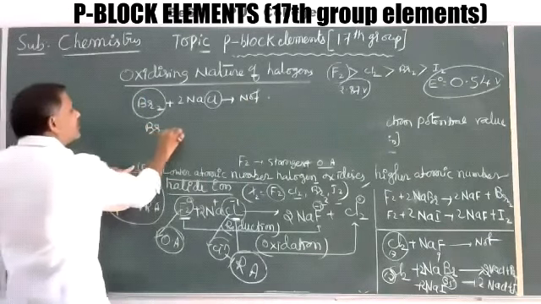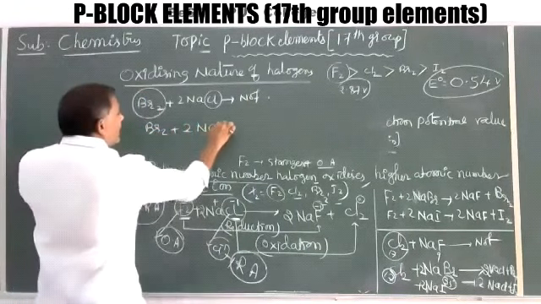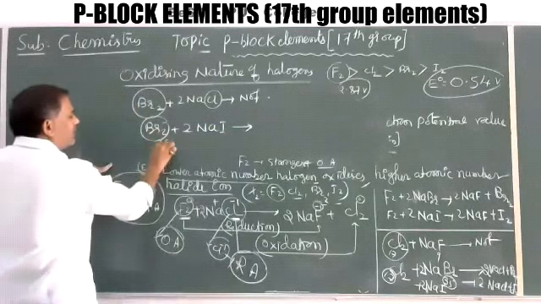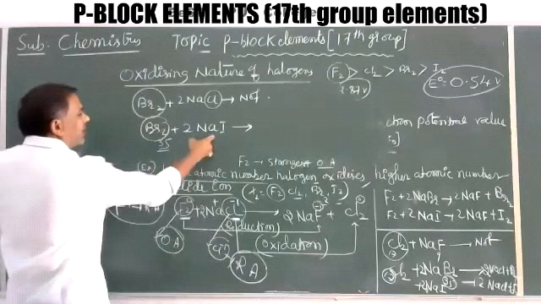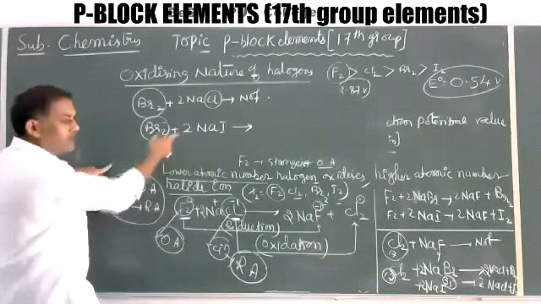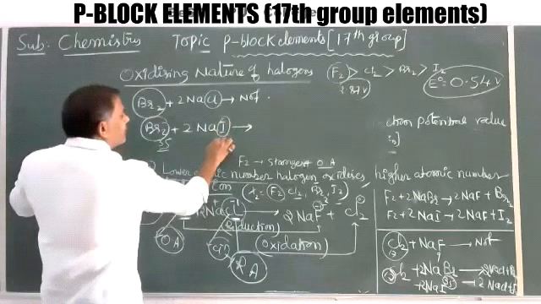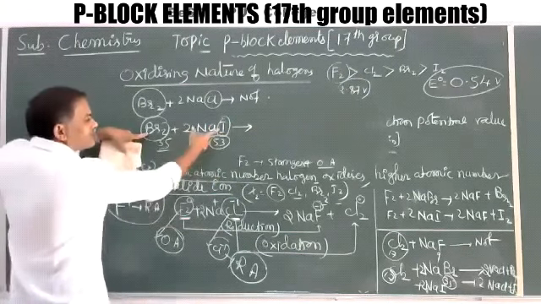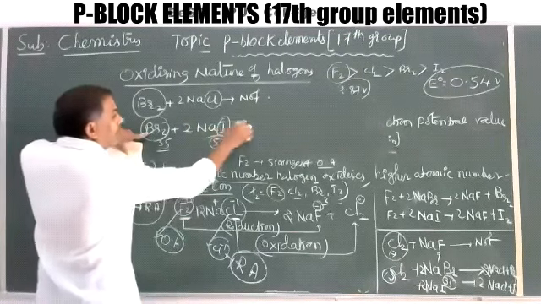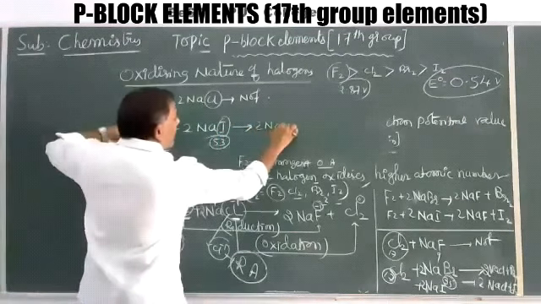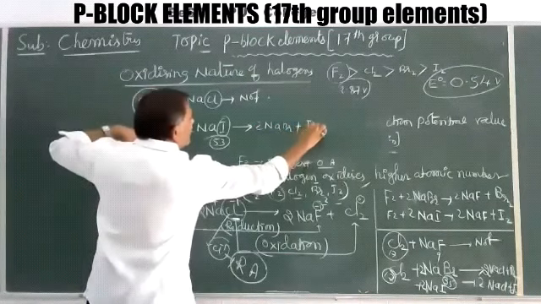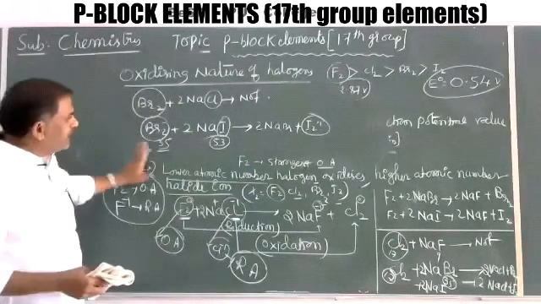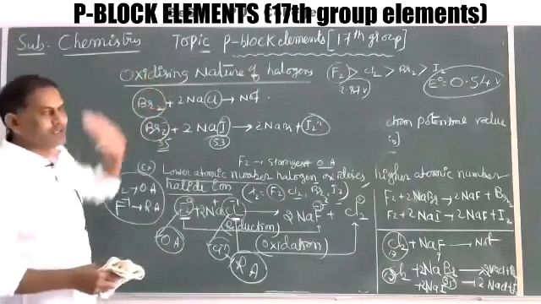Here Br2 reacts with 2NaI. Now it is possible, because it is 35, and to 35 add 18, that is 53 atomic number. So the lower atomic number halogen oxidizes the higher atomic number halide ion, and it gives 2NaBr plus I2 is liberated. This is the complete oxidizing nature of halogens.